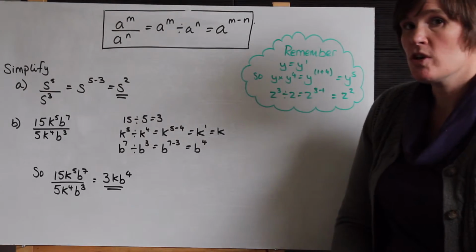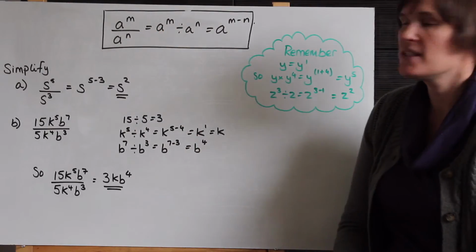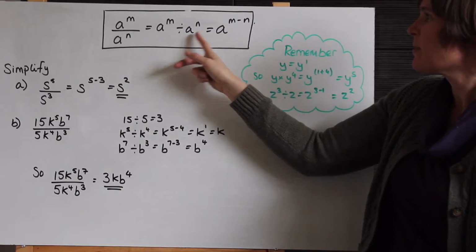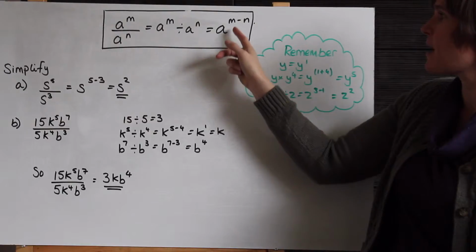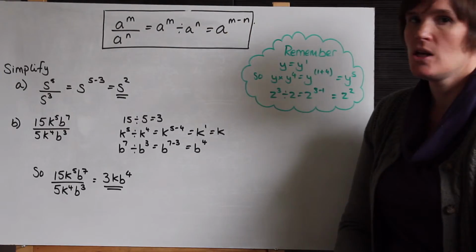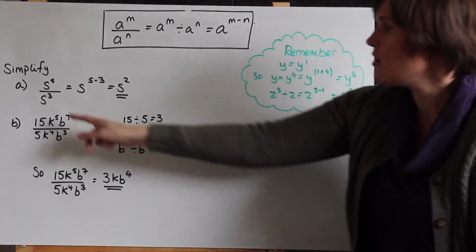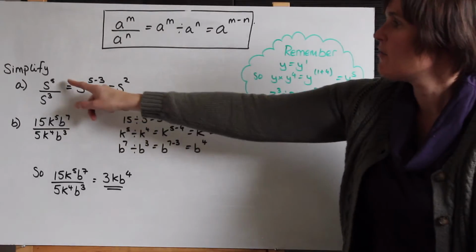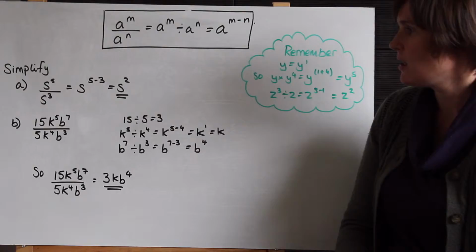Our second index law is for dividing. a to the power of m all over a to the n is the same as a to the power of m divided by a to the n. And in this case, we subtract the indexes. So we have a to the power of m minus n. So to simplify s to the power of 5 over s cubed, we do s to the power of 5 minus 3, which gives us s squared.